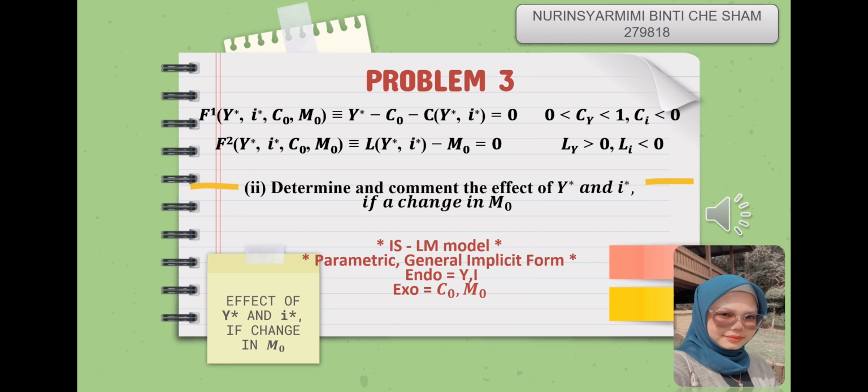Today, I'm here to present about problem 3. Problem 3 uses the IS-LM model, parametric general implicit form. Endogenous are Y and I, exogenous are C null, M null, and parameters.